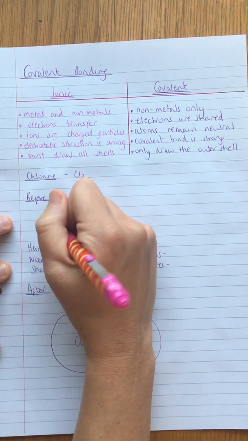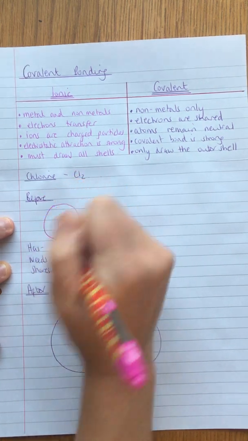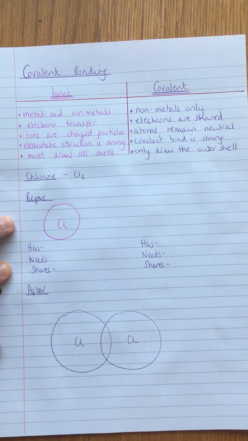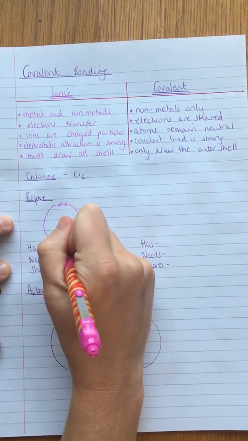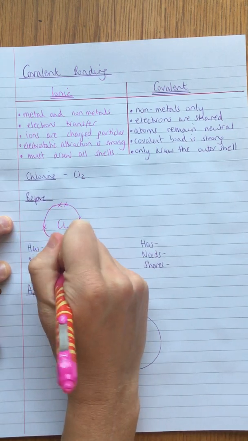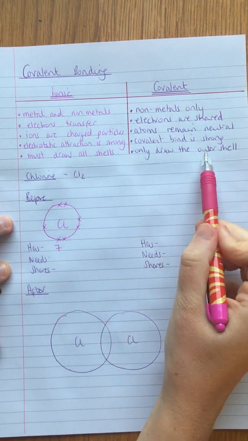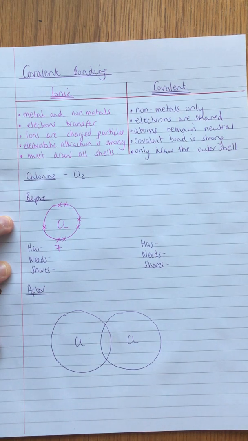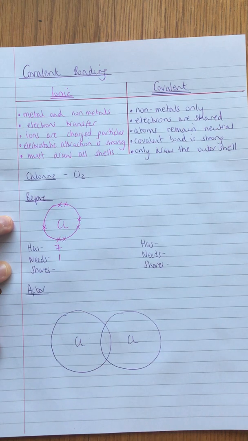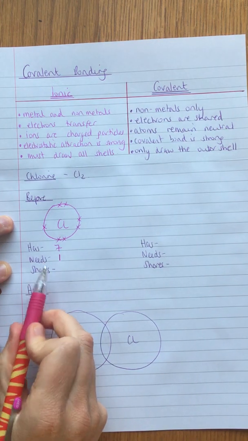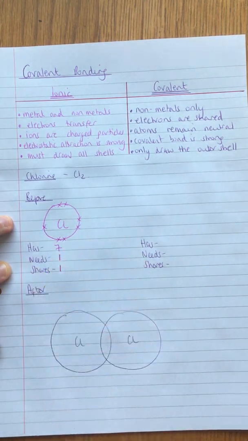So chlorine then. Chlorine is in group 7. If it's in group 7, it means it has 7 outer shell electrons: 1, 2, 3, 4, 5, 6, 7. Remember, we only look at the outer shell with covalent. Now it wants a full outer shell, which means it needs one more electron. So however many it needs, that's how many it shares. If it needs 1, it will share 1. If it needs 2, it will share 2. If it needs 3, it will share 3. If it needs 4, it will share 4. So this one needs 1, it will share 1.